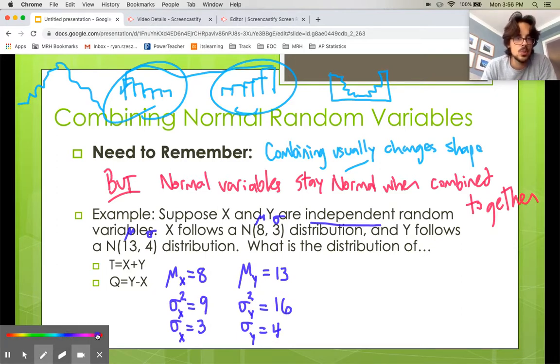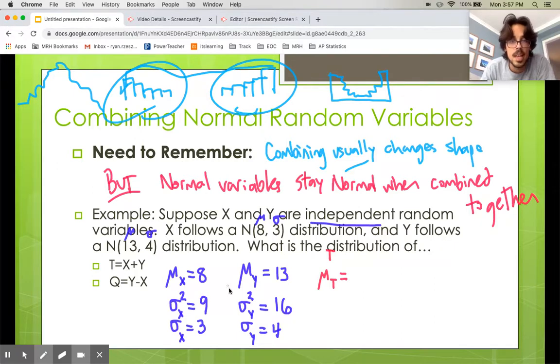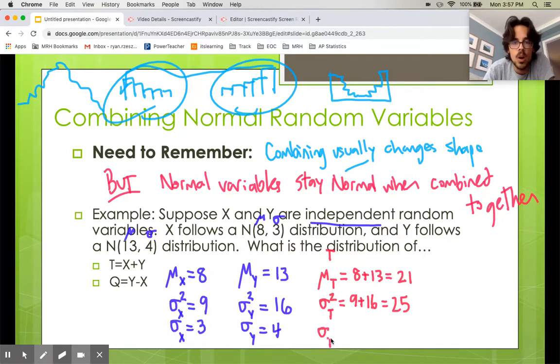All right, so now it's time to do t. For variable t, we're going to do the mean first. The mean is our friend. The mean does exactly what common sense says. All I'm going to do is add this mean with this mean. So I'm going to do 8 plus 13, and the mean of t is 21. The standard deviation I cannot just combine straight up. What I need to do is instead use the variances and combine those. So I'm going to find the variance for t next, and that's going to be 9 plus 16, which is 25. Okay? And then if I know the variance of t, all I need to do is take the square root of that variance, and I get the standard deviation for t. So t is going to be a normal variable with mean 21 and standard deviation 5.